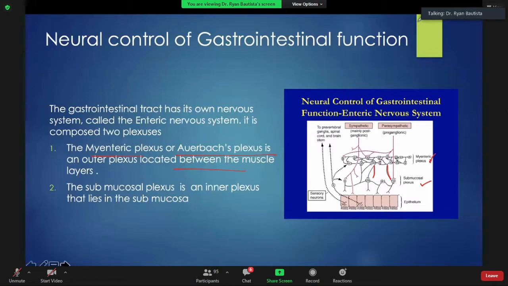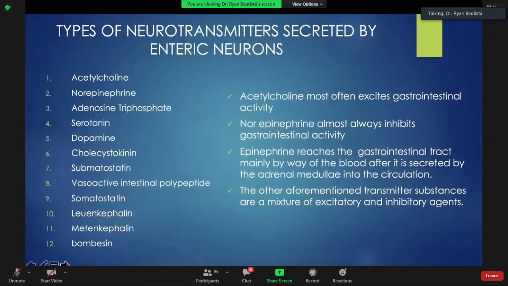Okay. So what are the neurotransmitters that we will encounter today? Of course, acetylcholine for parasympathetic, norepinephrine, serotonin, dopamine, CCK, substance P, VIP, and somatostatin. We'll go around this in a little while. I have a table for you, so you will easily remember all of these neurotransmitters and hormones.